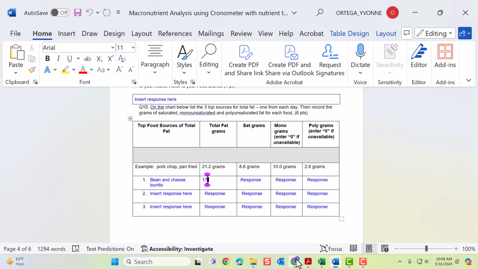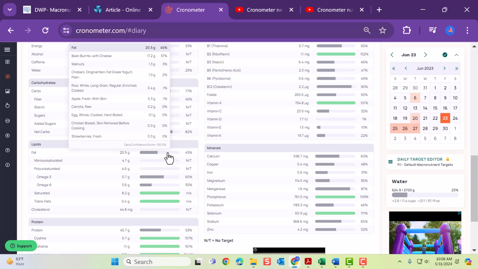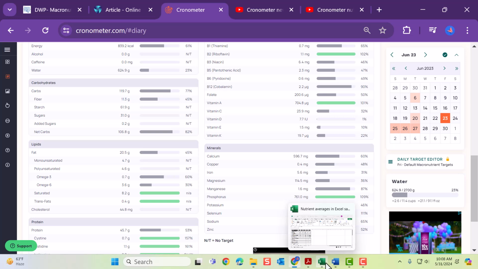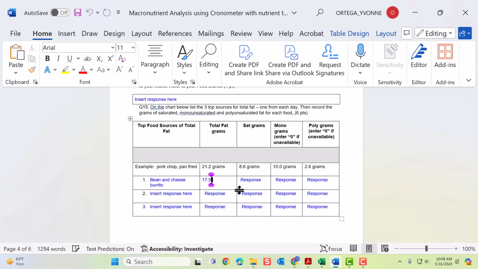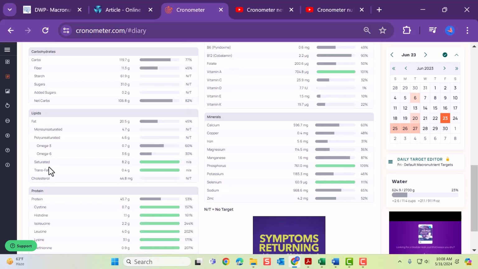Now I already forgot what my number was, so I'm going back. It was 17.2 grams. Okay, so then you ask, well, how do I find out how much mono and poly and saturated? So I'm going back, saturated fat.